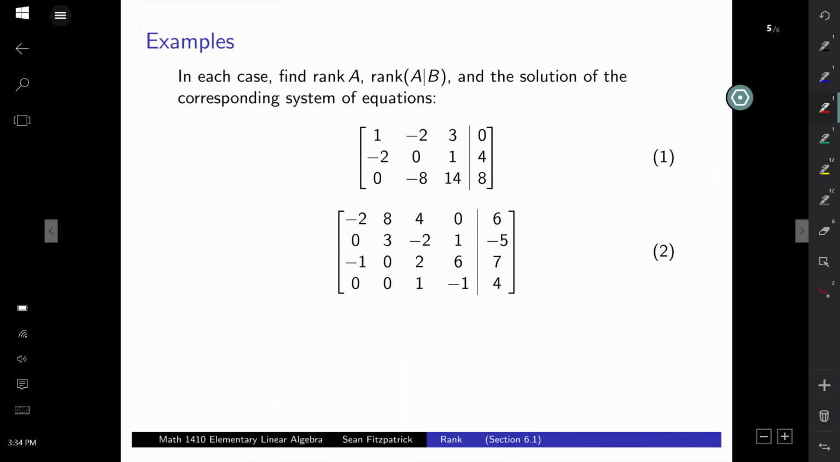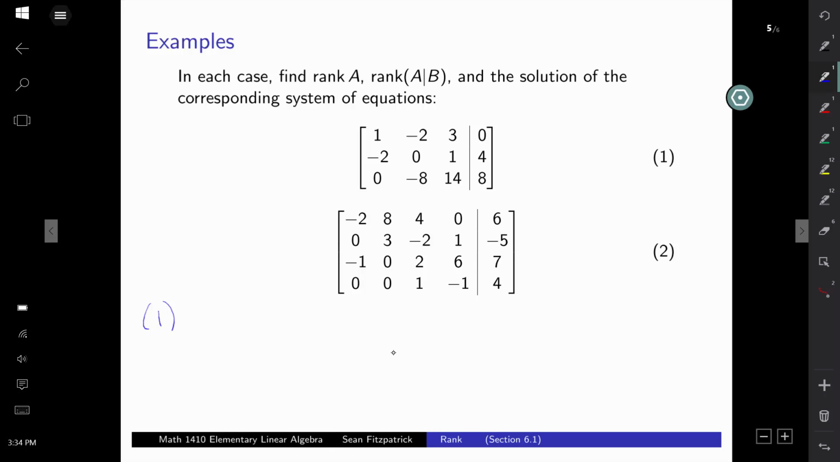Okay, here are a couple of examples. Let's say we want to find the rank of our coefficient matrix, the rank of the augmented matrix, and then the solution of the system if there is one. Let's do the first one. So we'll do example 1. We'll put it down here. I think there might be room even. So let's go from here.